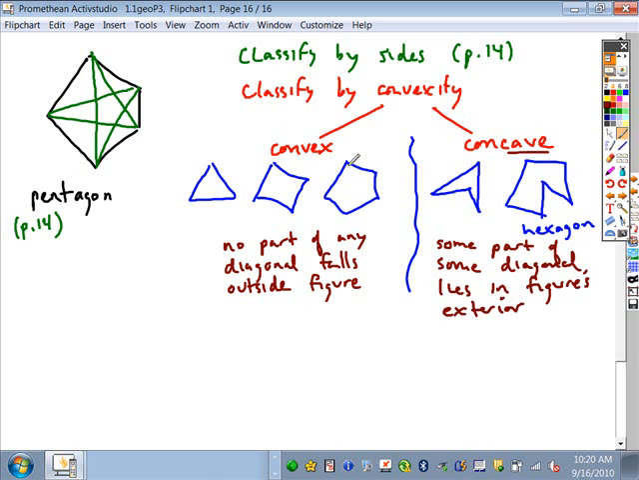So again, if we looked at all the diagonals on these, they're never going to fall outside the figure themselves. However, if we look at the diagonals of these, here's one that falls outside. Again, a couple of them that fall outside. So when you're looking at that, once you find some part of some diagonal that falls outside, then it would be classified as concave.